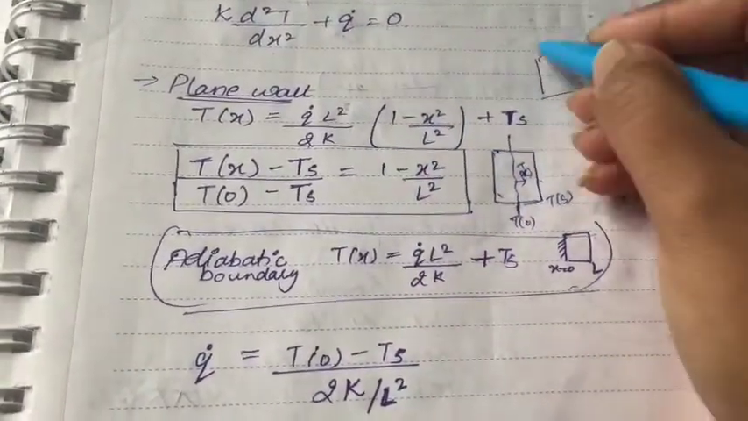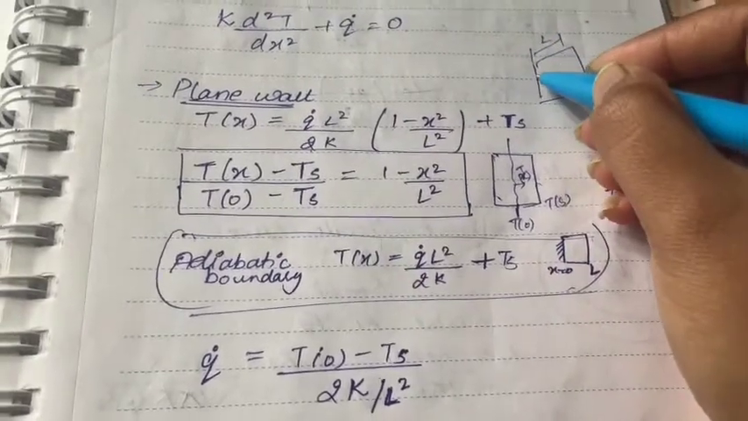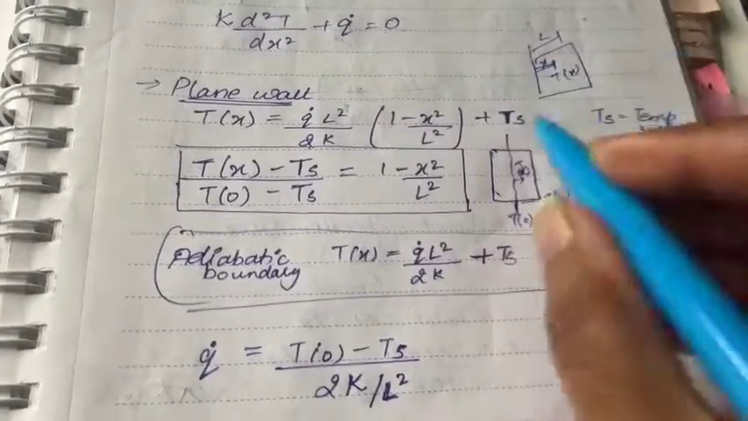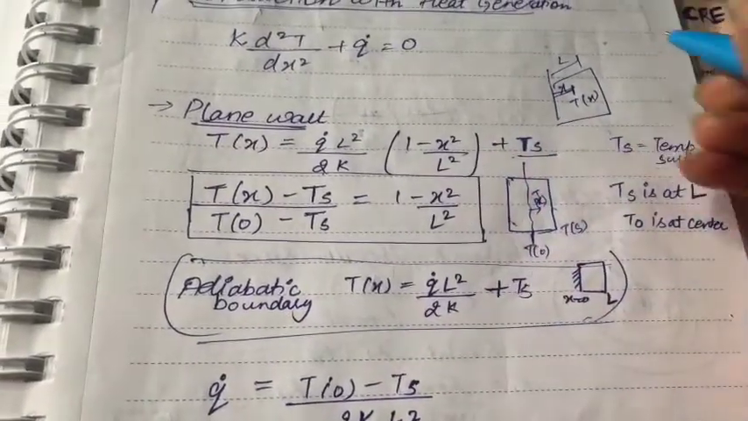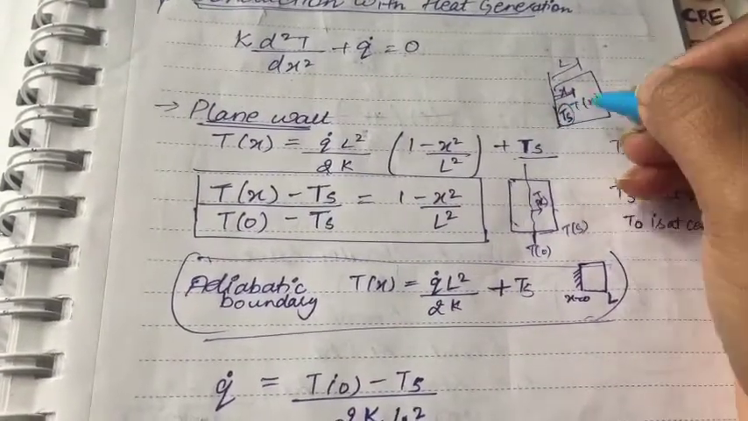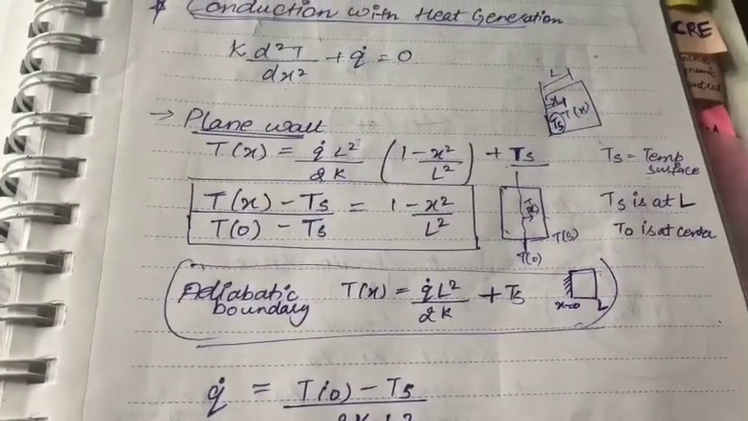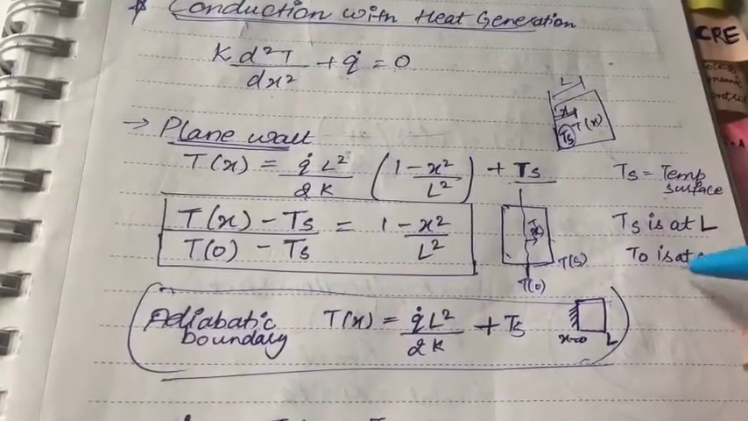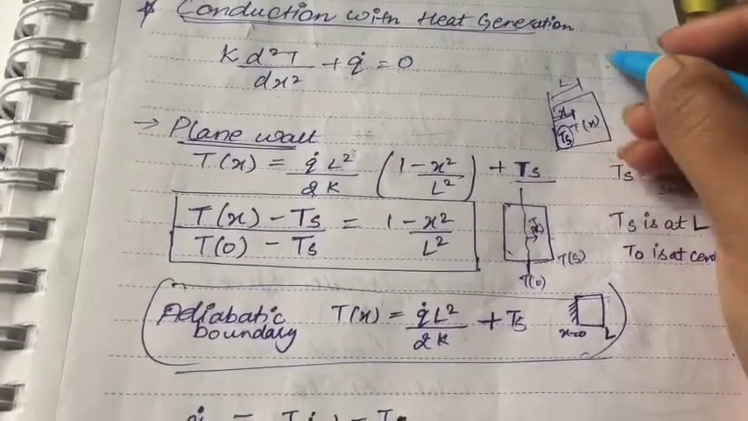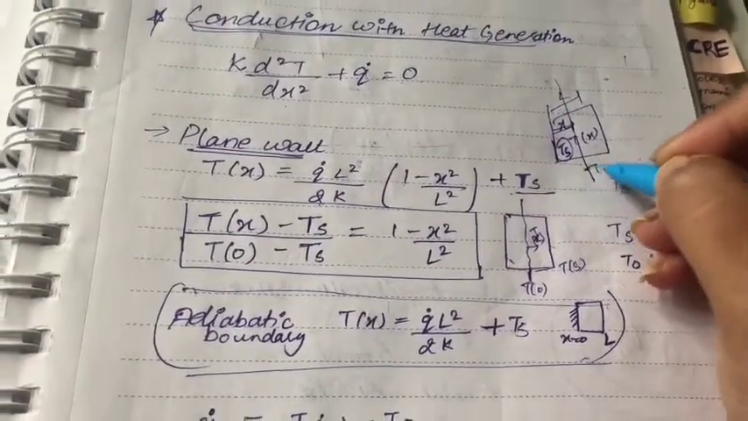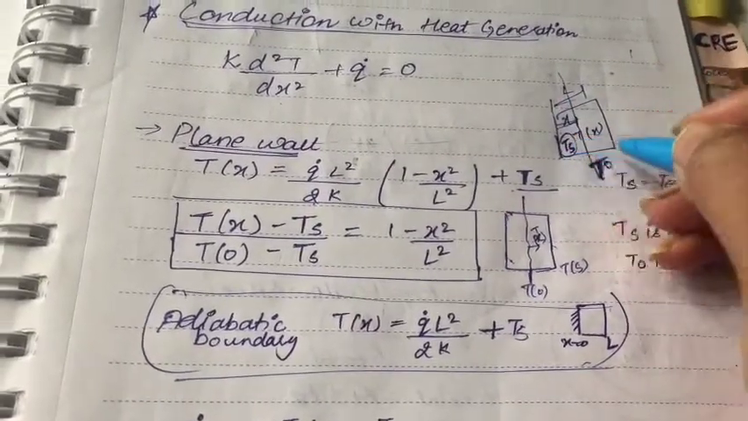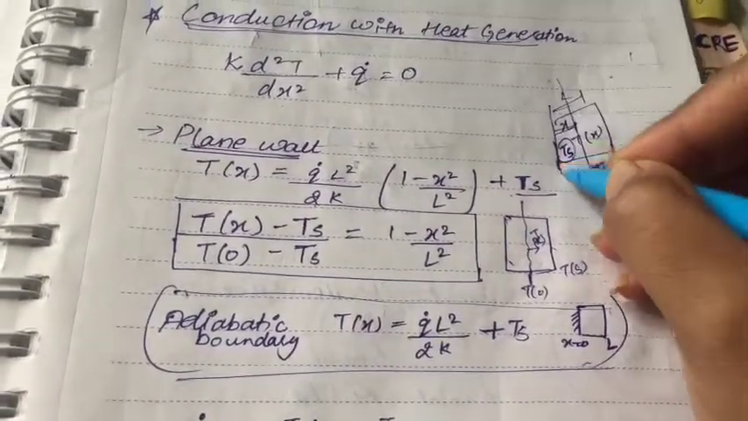Like this is our wall of L length, and we have to calculate T at any given point x. This is x distance, plus Ts. So Ts is our temperature on the surface of the wall, and T naught is the temperature at the center of the wall. Like if this is a wall, then T naught would be the temperature at the center of the wall, and for length L, Ts is the temperature on the surface.